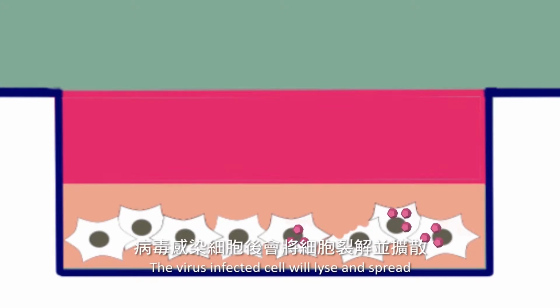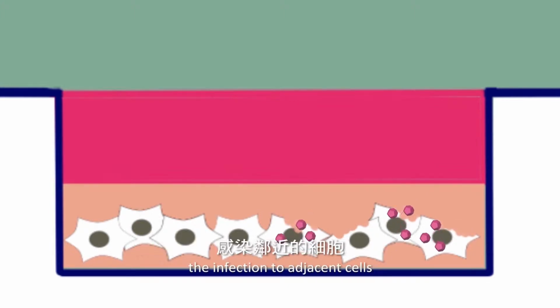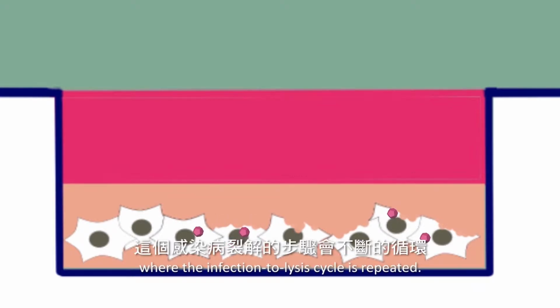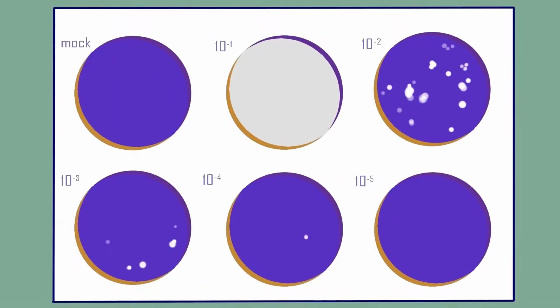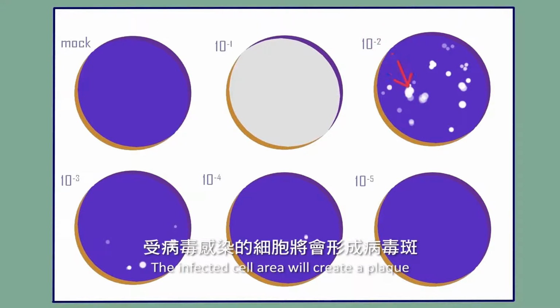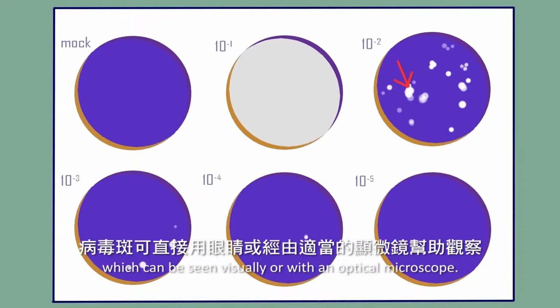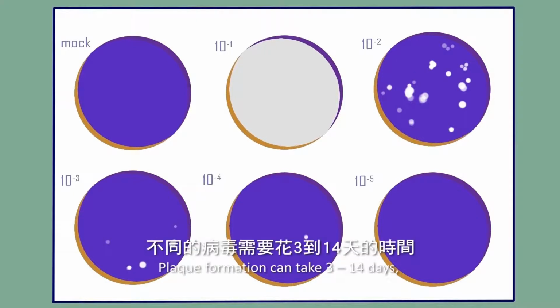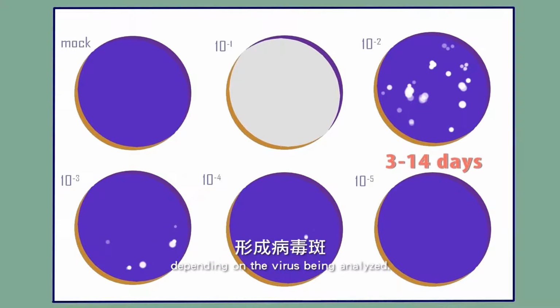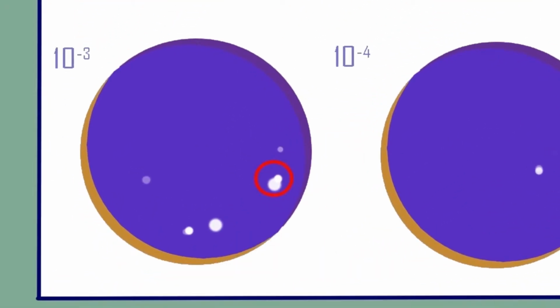The virus-infected cell will lyse and spread the infection to adjacent cells, where the infection-to-lysis cycle is repeated. The infected cell area will create a plaque, which can be seen visually or with an optical microscope. Plaque formation can take 3 to 14 days, depending on the virus being analyzed.